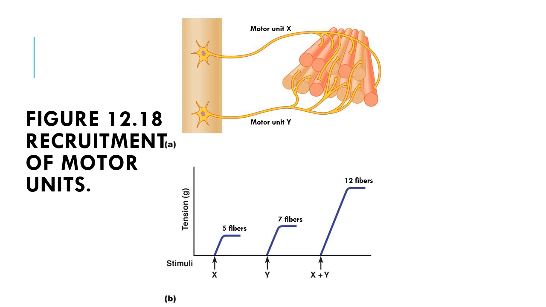We reviewed or introduced in chapter 11 that not all motor units are the same size, meaning that some motor units have more muscle cells, while others have fewer muscle cells. What types of movements can be made by larger motor units? What types of movements can be made with larger motor units?